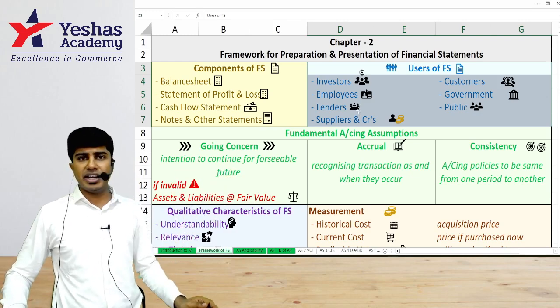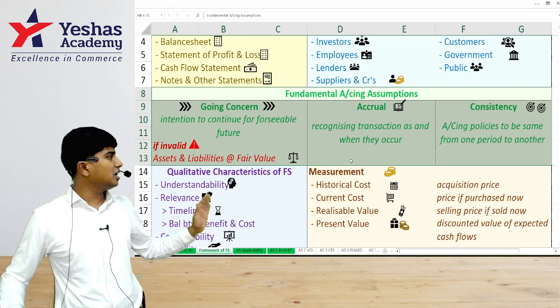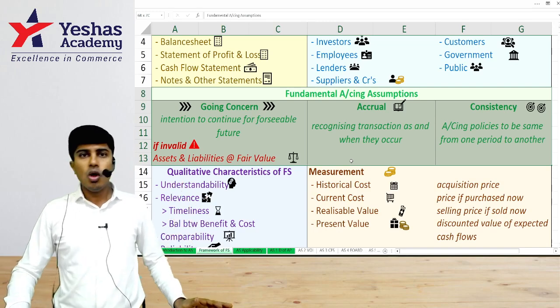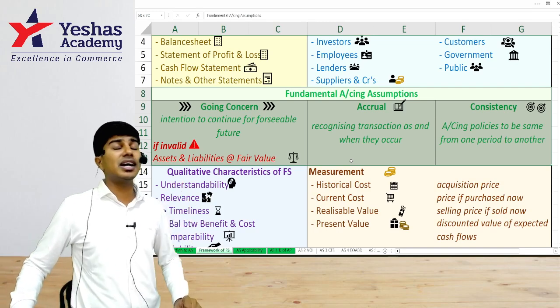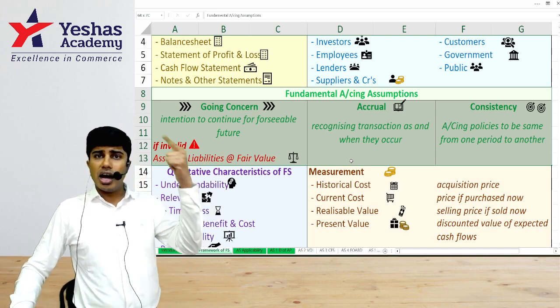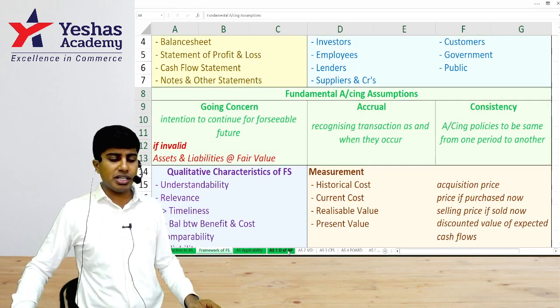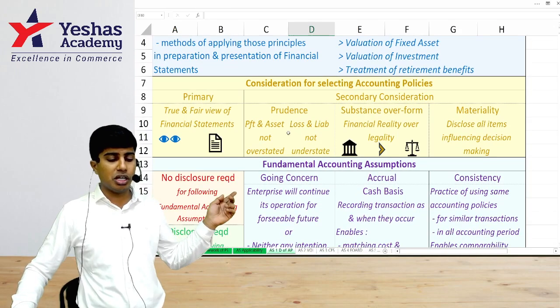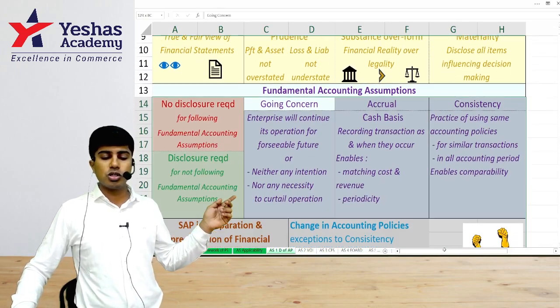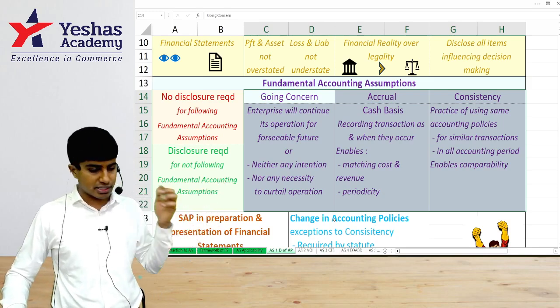Whenever you prepare financial statements, we need to always prepare them based on these three fundamental accounting assumptions. What are the fundamental accounting assumptions for preparation of financial statements? Going concern, accrual, consistency. These are the same as what we discussed in accounting standard 1, disclosure of accounting policies. Here also we say that the fundamental accounting assumptions are going concern, accrual, and consistency.